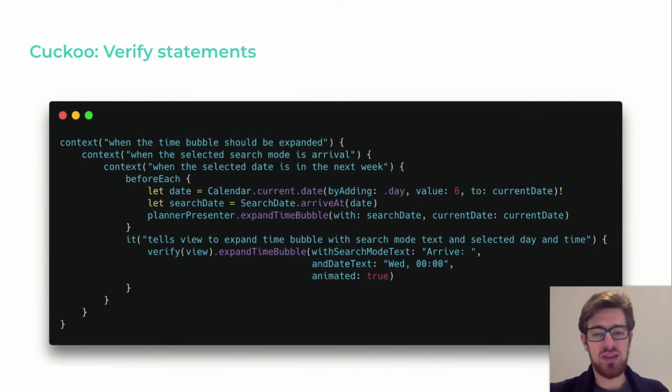Then before you run any test, we want to do a bit of setup. So we're just creating a couple of dates and then calling the planner presenter's expand time bubble function. And then we want to check with our test that expand time bubble is being called on the view, but not just that, that it's being called with the parameters we expect. So we expect the search mode text string to be arrive, the date text to be Wednesday at midnight, and that animated is true.